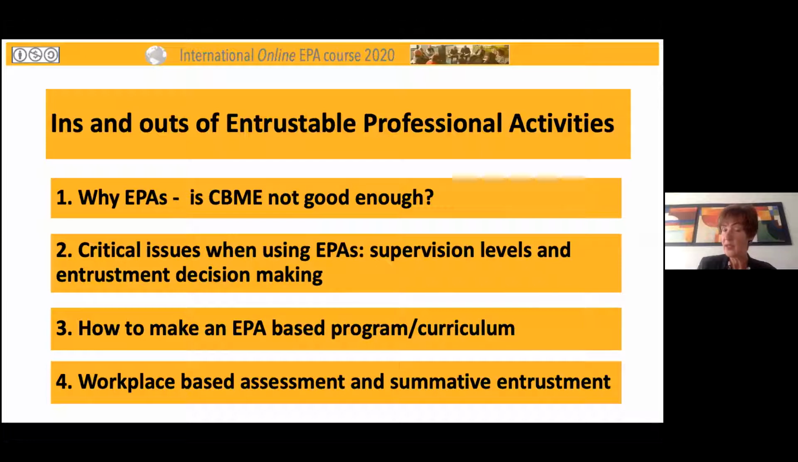Is CBME not good enough? I will try to answer that as the first main question. Then I will go to some critical issues when using EPAs, and that's supervision levels and entrustment decision making. I will shortly go into how you make an EPA-based program or curriculum. And then finally, some words about the workplace-based assessment and summative entrustment decisions.